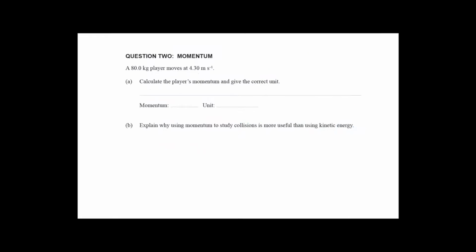And just like that, we're on to question 2. An 80 kg player moves at 4.30 meters per second. Calculate the player's momentum and give the correct unit. Well, momentum is given as mass times velocity, which is going to be 80 kilograms, already in SI units, times 4.30, already in meters per second.